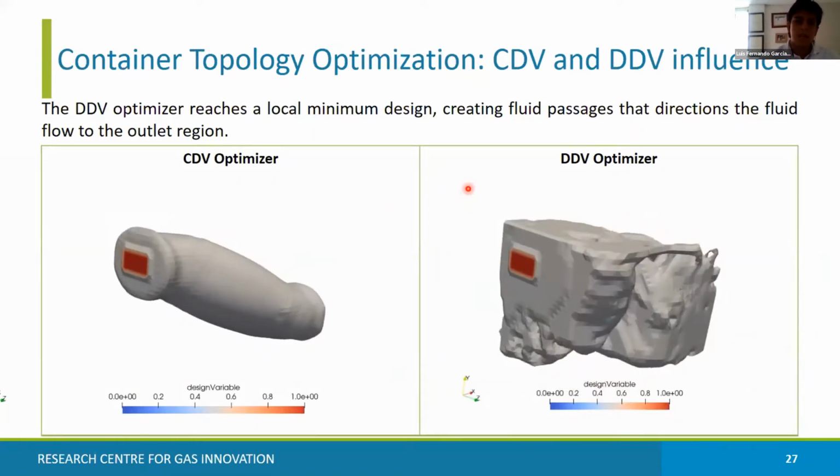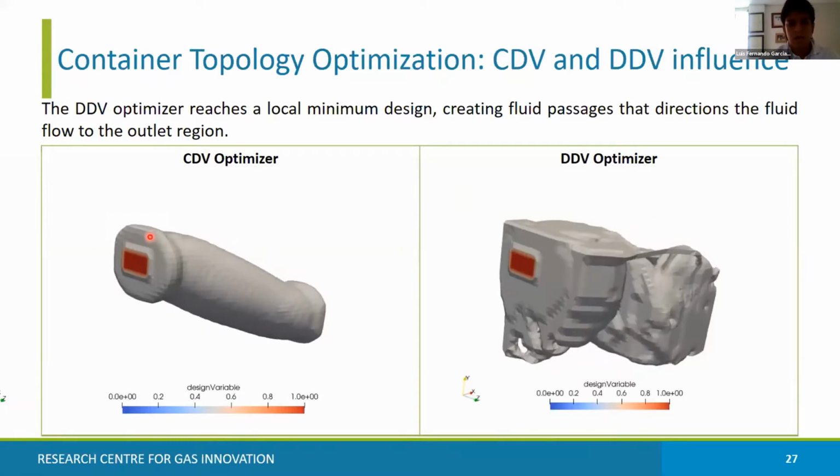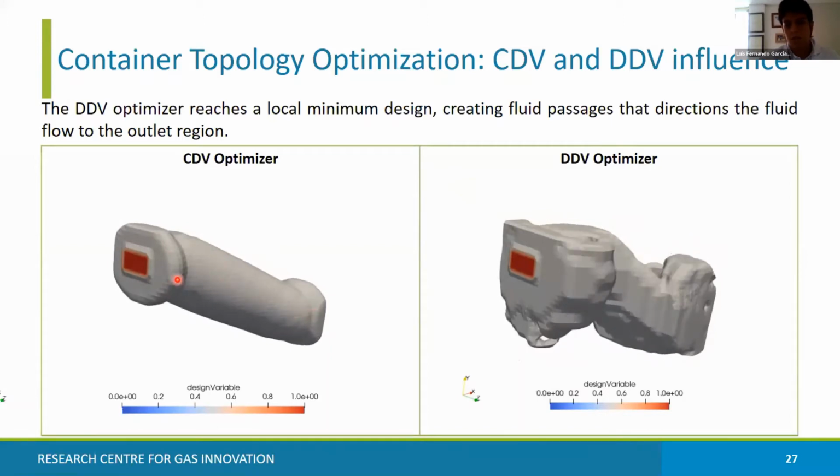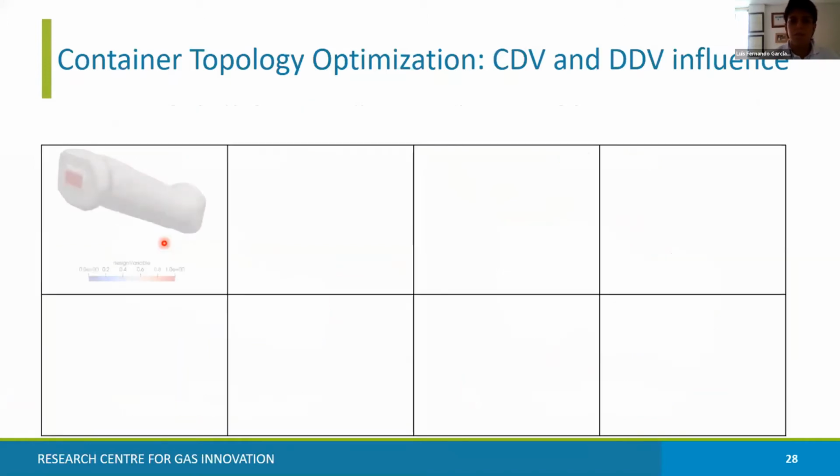We can see that the CDB optimizer shows us maybe an intuitive solution, which could be the joining of the inlet and the outlet boundaries by means of a diagonal pipe. But the DDB optimizer, due to its binary behavior, reaches a different local minimum, and it shows us a case with some passages that help us direct the flow and not let the flow go randomly inside the domain.